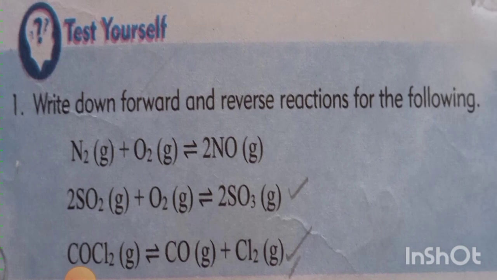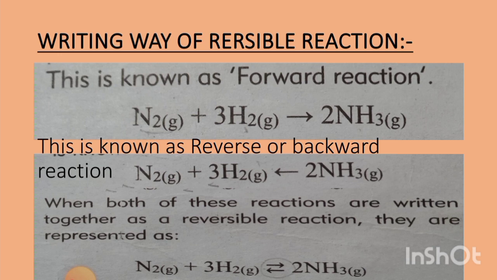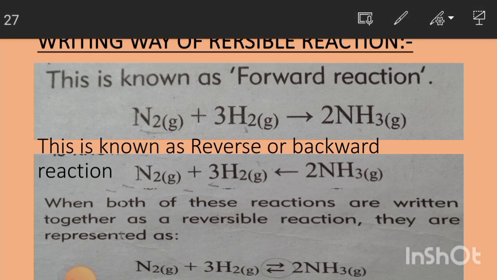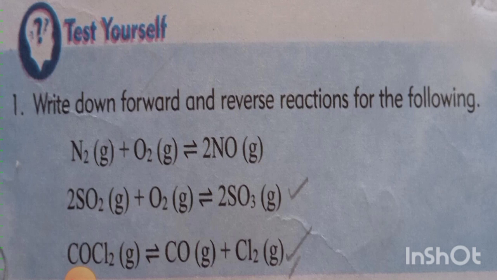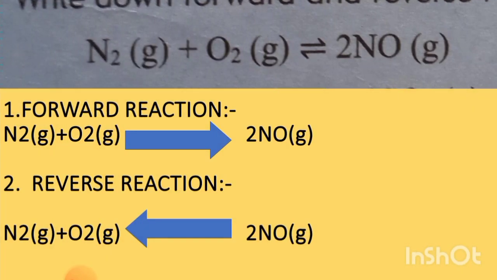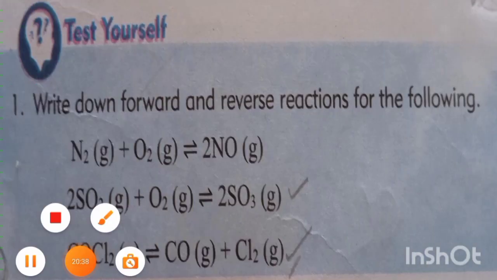Okay, and for the reverse reaction you will show the backward arrow. So this arrow will be shown. Okay, so write by yourself. I think you have written. Okay, now let's see what I have done for you. By this way you have to write the forward and reverse reaction of the other two equations.